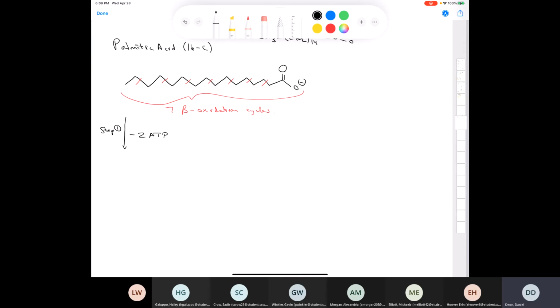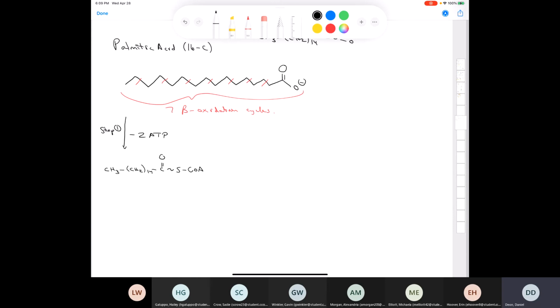Then we're going to end up with this molecule. So we're going to have our methyl group. We've got our 14 methylenes. We have our carbonyl, but now it's activated, right? We have the thioester bond, coenzyme A, and now we have our activated fatty acid molecule.